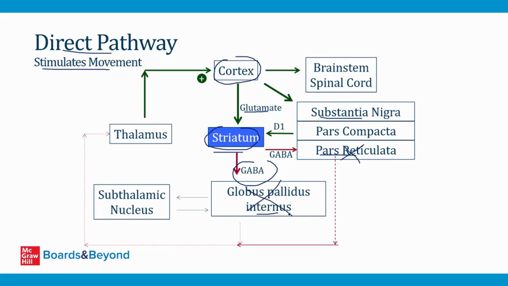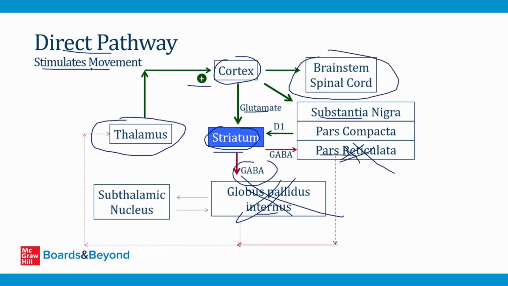And remember, those two regions, as we just talked about in the last slide, they normally inhibit the thalamus. So by shutting these two regions down, you will lose the inhibition of the thalamus, and the thalamus will do what it wants to do and activate the cortex, and that will in turn activate the brainstem and spinal cord, and that's how you get movement via the direct pathway.